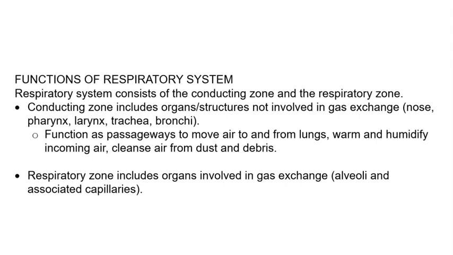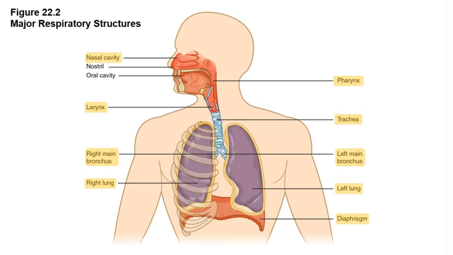The respiratory zone structures include the organs or the structures that are involved in gas exchange between the air and the bloodstream. Primarily, these structures are the microscopic alveoli and their associated capillaries. Figure 22.2 examines some of the major structures that belong to the respiratory system. The nasal cavity functions as the main entrance and exit to the respiratory system. The oral cavity can also function as an air passageway, but it is not considered a strictly respiratory system structure since its main function is with the digestive system.